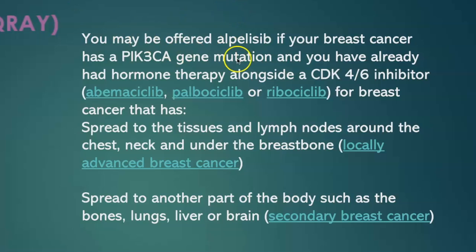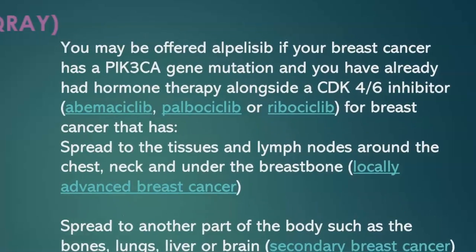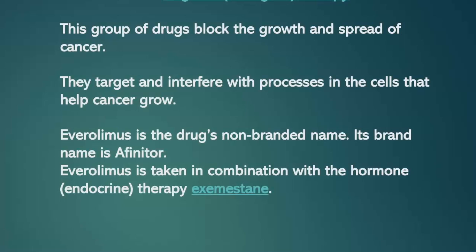And if you have already had hormone therapy along with the CDK4/6 inhibitor, Piqray can be prescribed if after that treatment the tumor has spread to the tissues and lymph nodes around the chest, neck, and around the breastbone. And this is called locally advanced breast cancer. It can also be used for cancers that have spread to another part of the body, such as the bones, the lungs, the liver, or the brain, sometimes called secondary. So Piqray would be an approach to more advanced breast cancers hitting that CDK kinase gene.